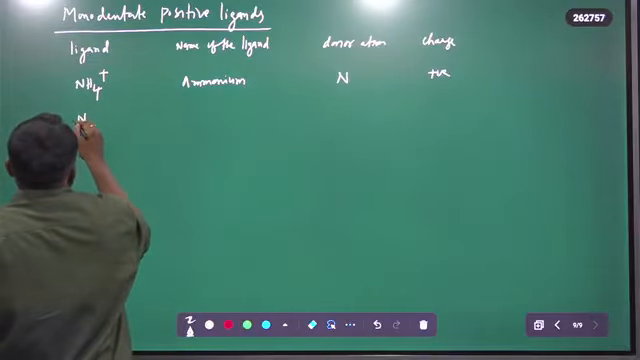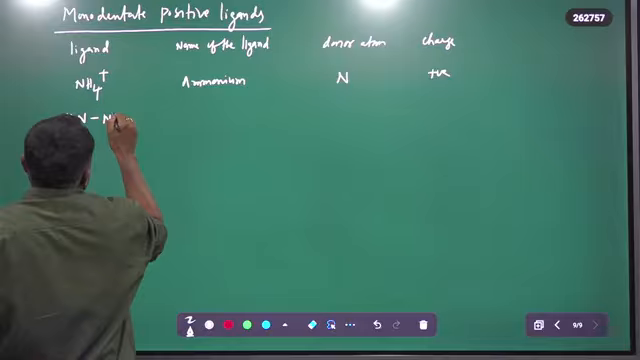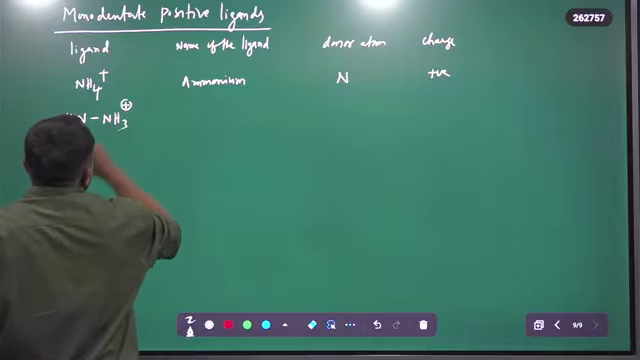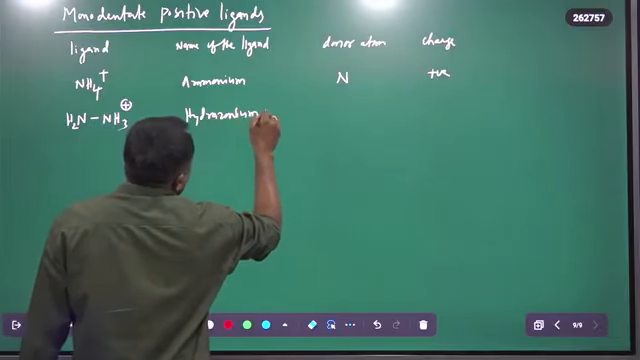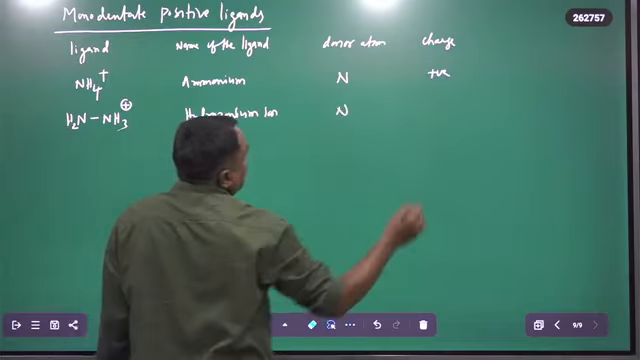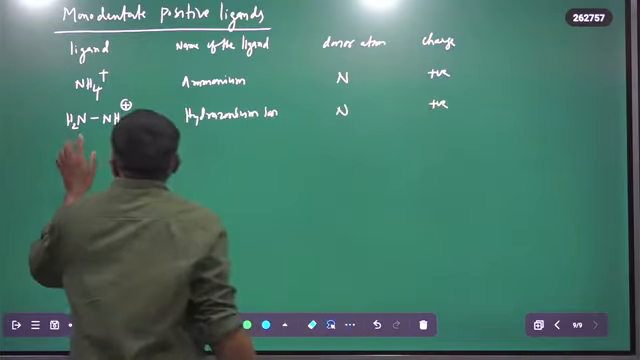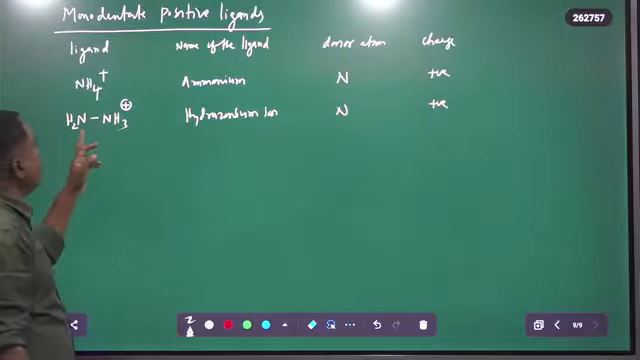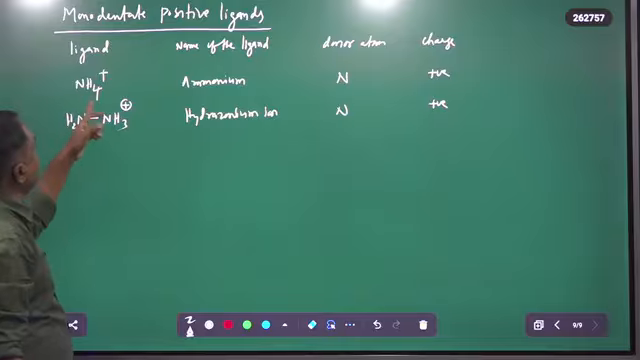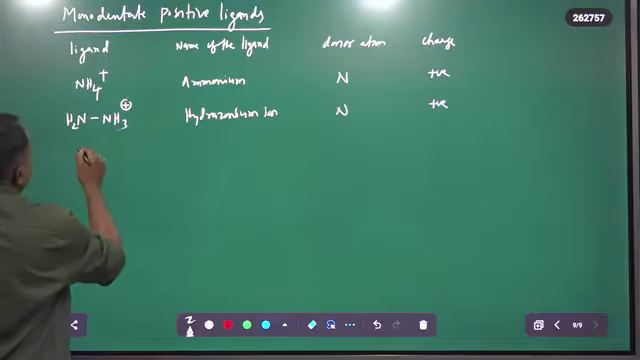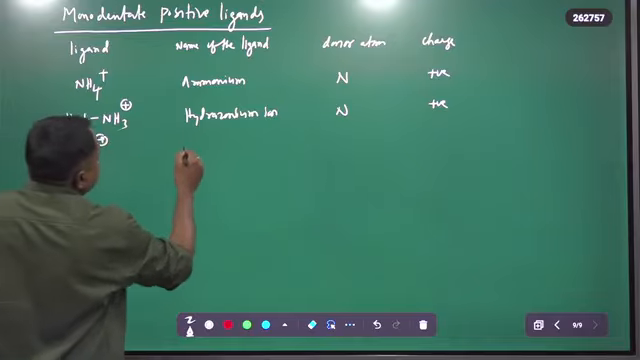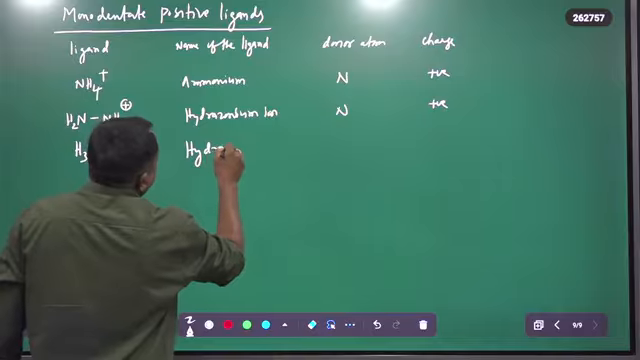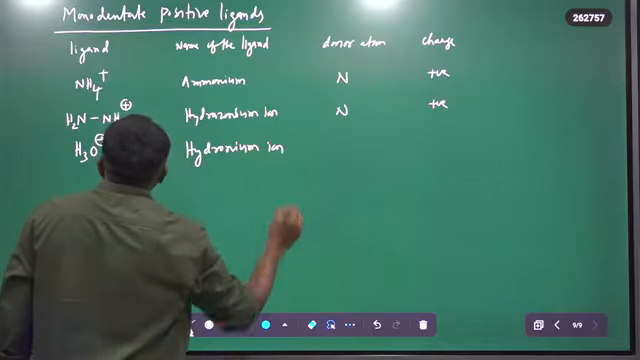And then this is hydrazine, NH2NH2. NH2NH3+ is the hydrazonium ion. In this also the donor atom is nitrogen, and the charge is again positive. It is similar to NH4+. And H2O is water, but H3O+ is the hydronium ion.